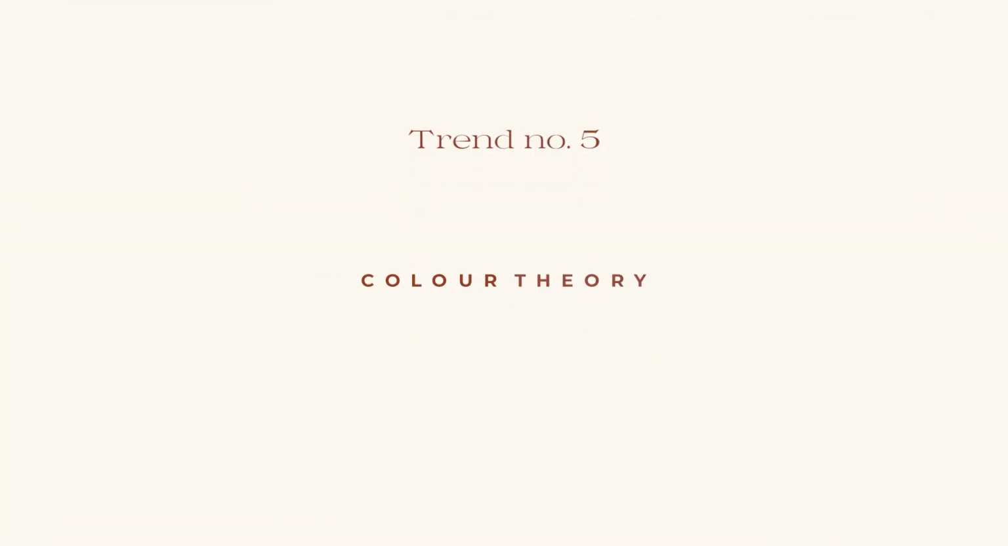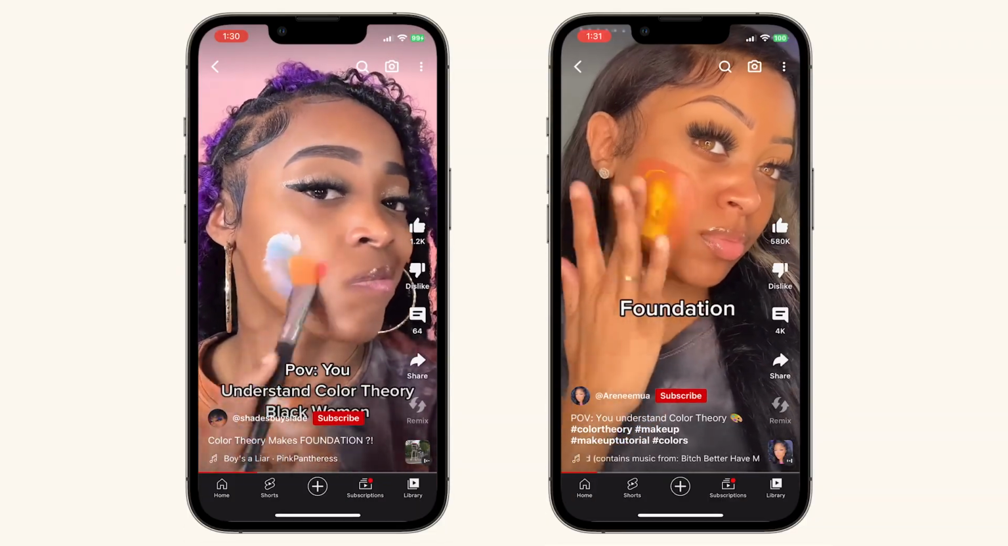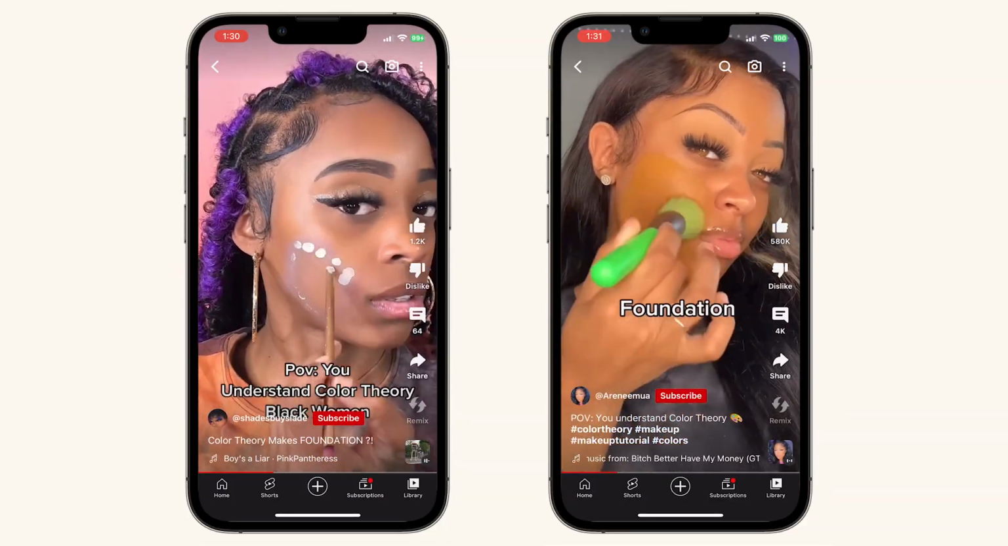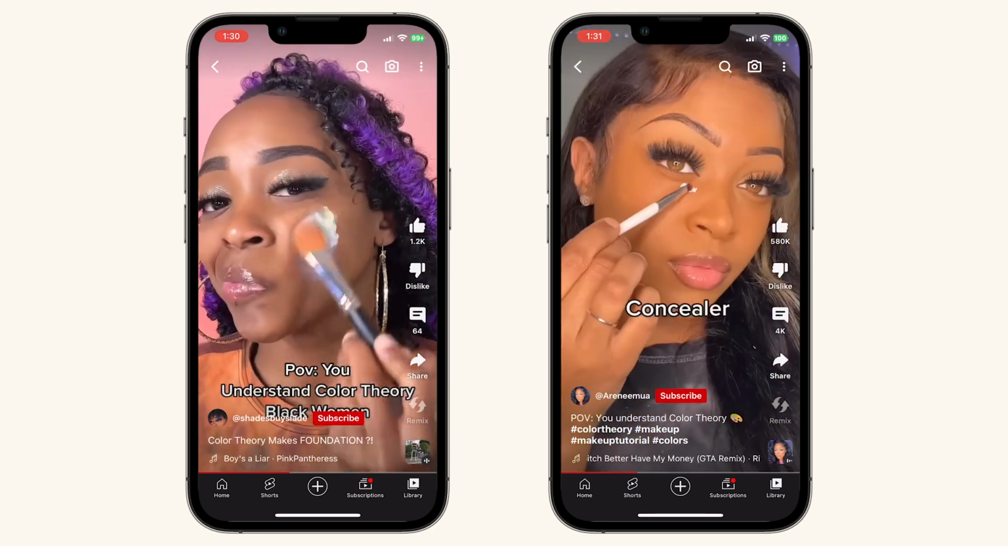Okay guys, it's the last trend. This one is called color theory. This one has had my mind blown for at least a couple weeks now, and I'm sure a lot of you guys have seen it. It's essentially a trend where creators are mixing primary colors together in their makeup to create their perfect shades.